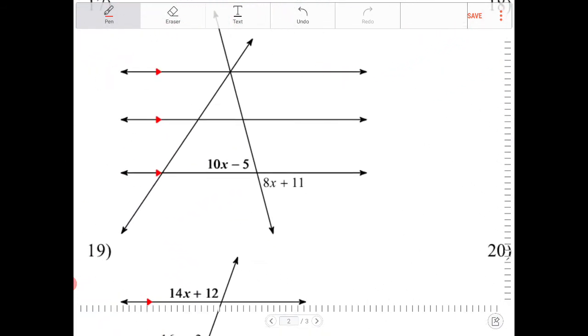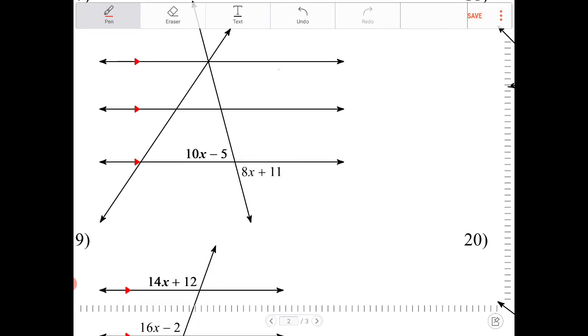Number 17. These are vertical angles. So what do I know about vertical angles? I know that they are the same. 10x minus 5 will equal 8x plus 11. Subtract both sides by 8x, add both sides by 5, I end up with 2x is equal to 16, giving me x is equal to 8. And since x is equal to 8, I know that this angle over here will equal 80 minus 5, or 75.